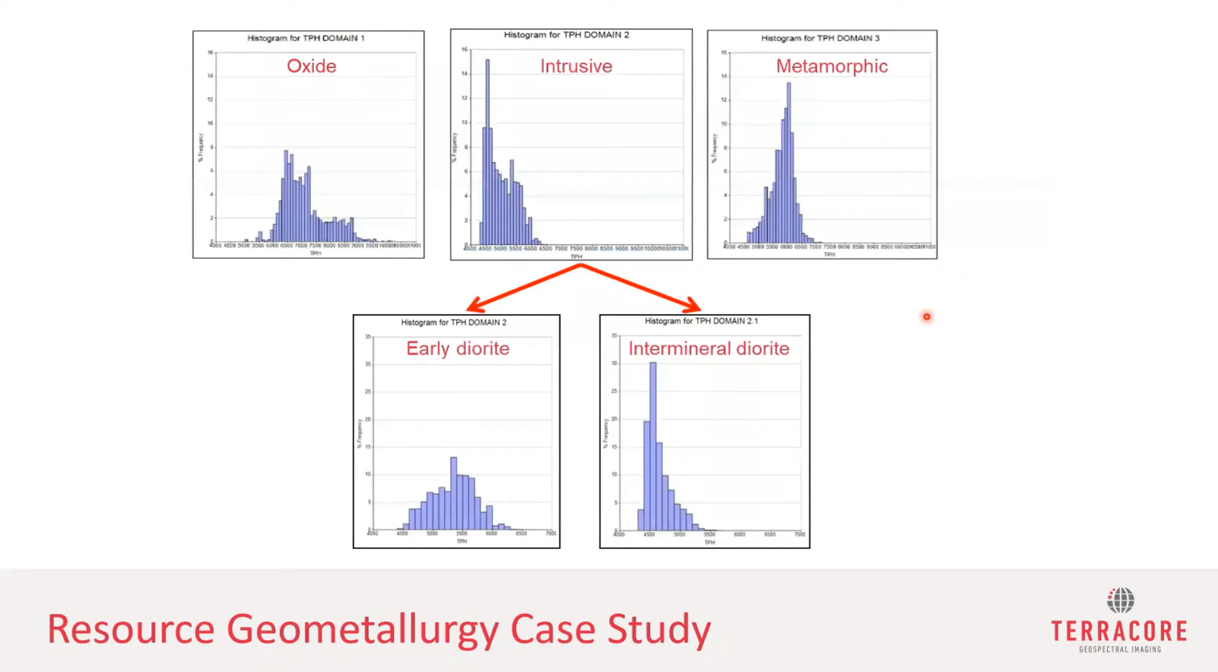What we did notice when we had done the work, we had domained into 3 broad groups. There are 3 mineralized types. You've got oxides, intrusive rocks, and country rocks, the metamorphics that are variably mineralized. And we did notice that there seemed to be a bimodal distribution of throughput in the intrusives. And when we looked at it, it seemed quite clear that we could split that along lithology lines between the early and intermineral diorites.